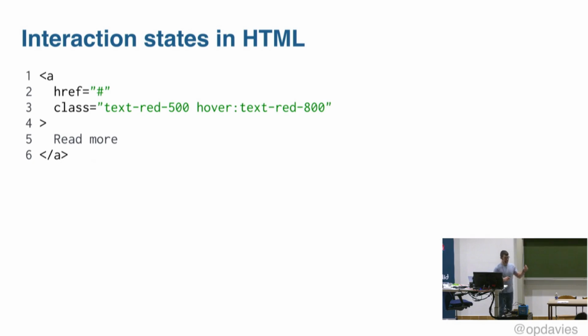And then to use it, we just add them onto the class that we want to affect. So this one is text-red-500, but then on hover, we want to make it 800. So we want to change the color when we hover over it.